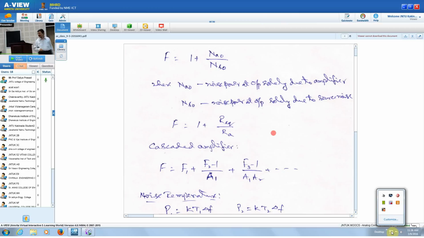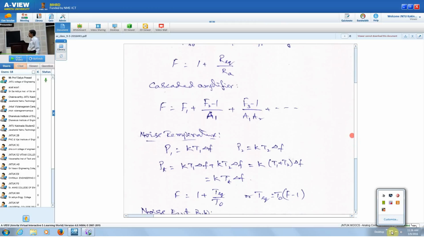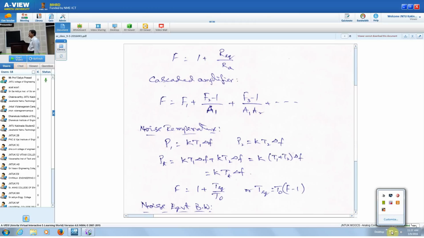Now you have a cascaded amplifier, like what we said about the previous circuit, the block diagram with amplifier 1 and amplifier 2. The noise figure, because the noise of the second stage is attenuated by the gain of the first, the overall noise figure F of the cascaded system is F1 plus (F2 minus 1) by A1 plus (F3 minus 1) by A1 A2 and so on. Suppose you have a fourth stage also, (F4 minus 1) by A1 A2 A3 and so on.